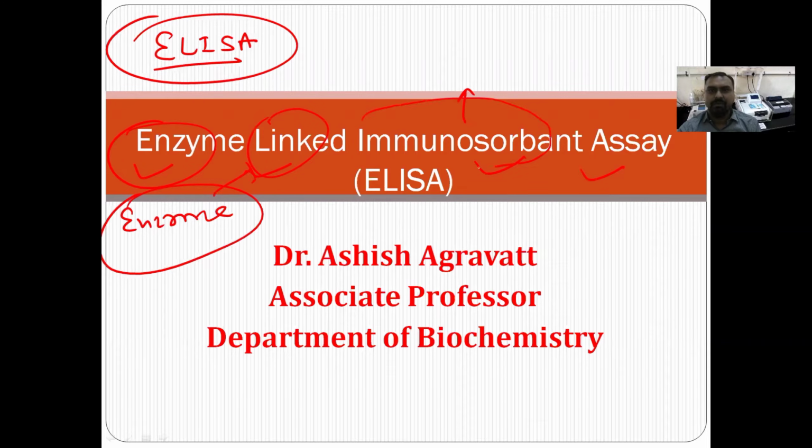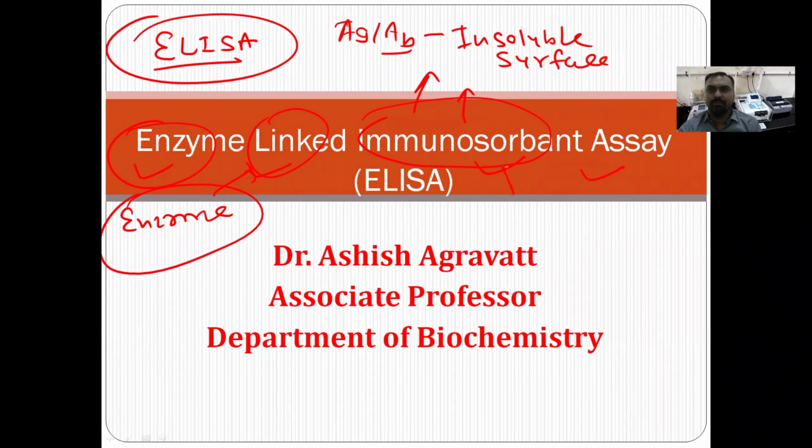And what is the meaning of immunosorbent? Immunosorbent means the immunogen, either antigen or antibody, is attached to an insoluble surface. That is the meaning of immunosorbent. So we use this ELISA technique for detection of either antigen or antibody.